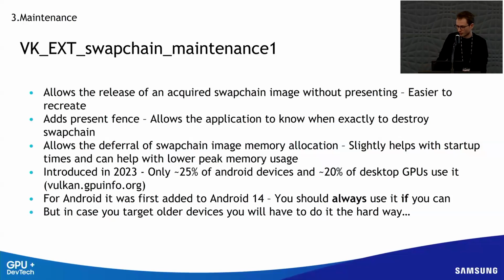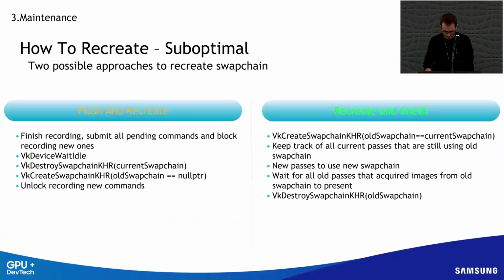So what should you do instead? The way to recreate, you have two possible approaches. The first approach is to flush and recreate. This one does a full Swapchain teardown and then creates a new one that you will be using from this point on. The second approach is to create a new Swapchain while the old one is still alive, and then destroy the old one when all acquired images are released.